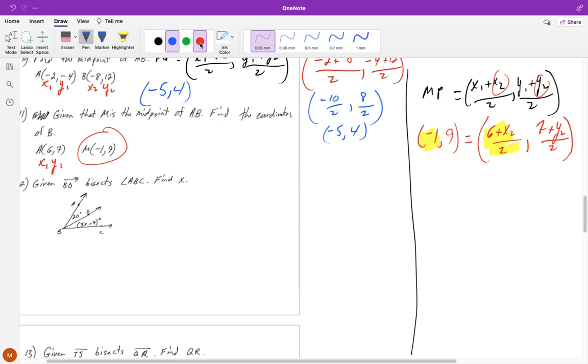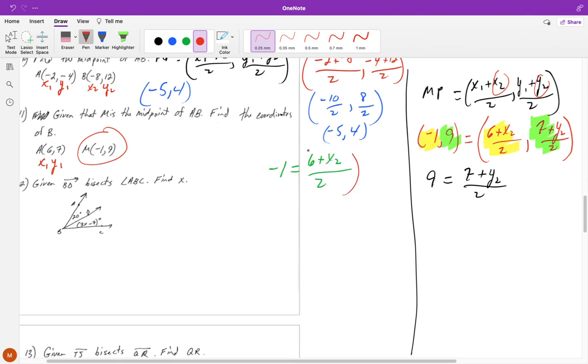That -1 is equal to 6 plus x2 over 2. And then I know that this one, 9, is equal to my y value of my midpoint formula. So I can then say that 9 is equal to 7 plus y2 over 2. And now just go ahead and solve.